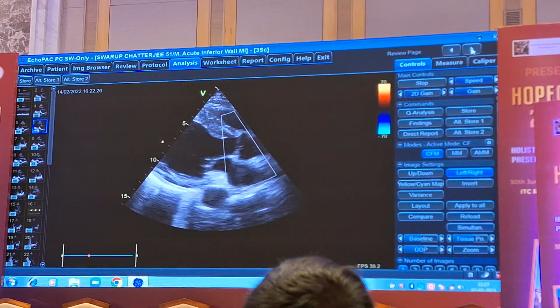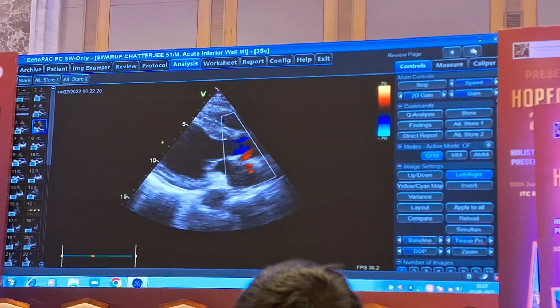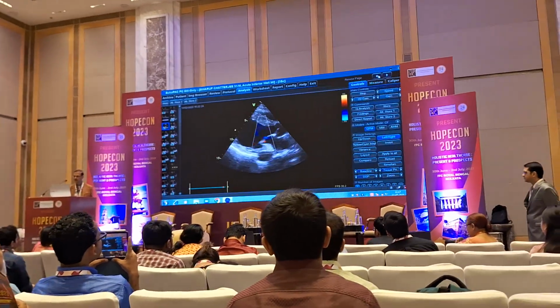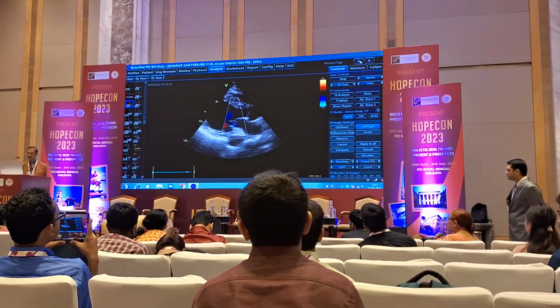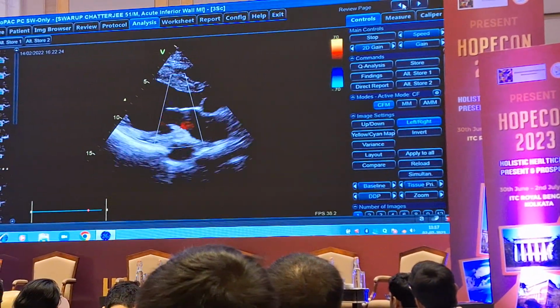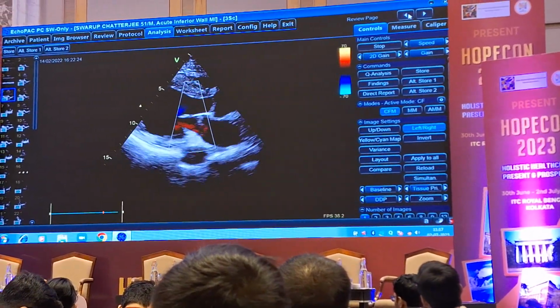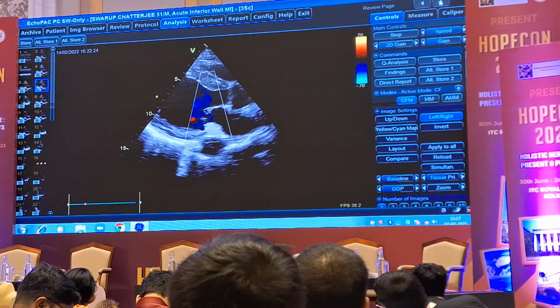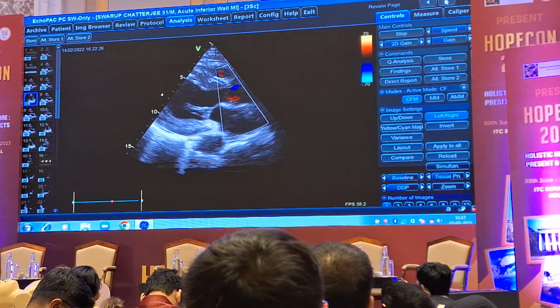Now what we are talking about, in this case particularly, there will be some form of MR, but in this case you can see not much of MR. Though it is a case of myocardial infarction, not much of MR, that is what we usually see. So not only from the single view, we will see the other views also.